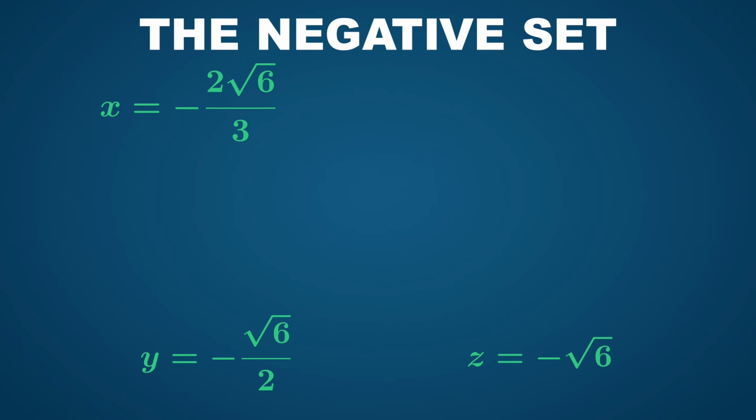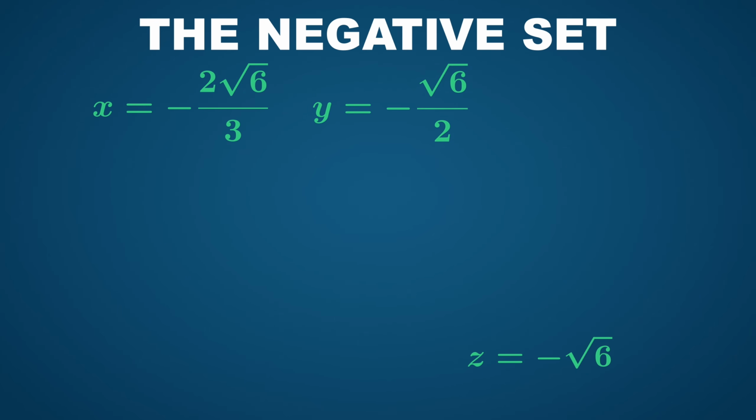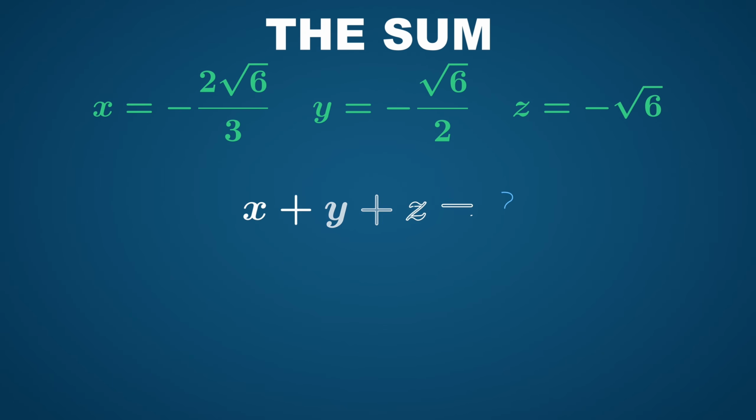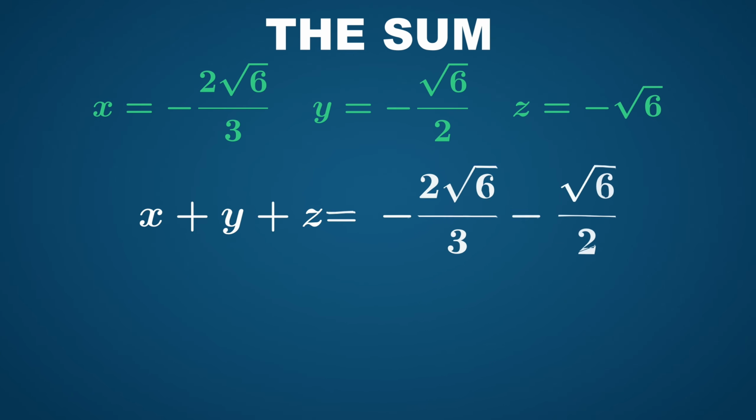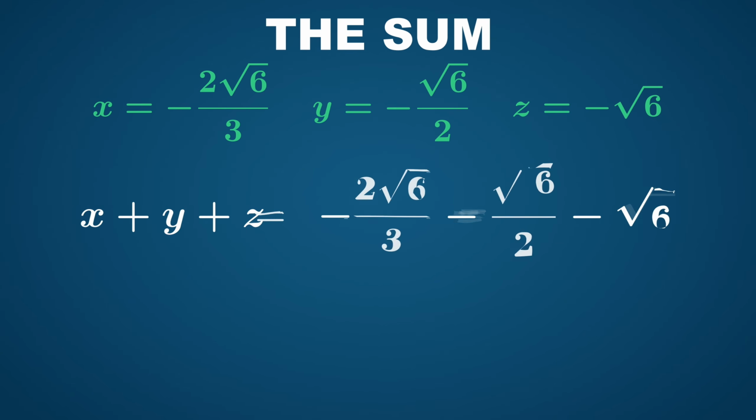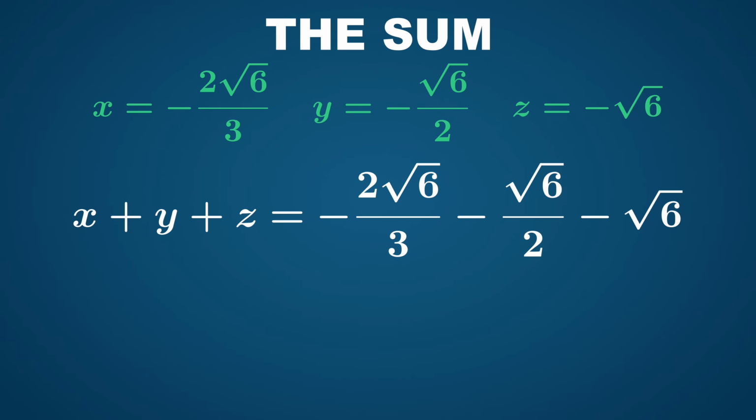The value for x is negative 2 root 6 divided by the number 3. The value for y is negative square root of 6 divided by the number 2. The final value for z is simply the negative square root of 6. We must find the sum of x, y, and z for this specific set of values. We add negative 2 root 6 over 3 to negative root 6 over 2. Then we subtract the square root of 6 from that combined intermediate result.